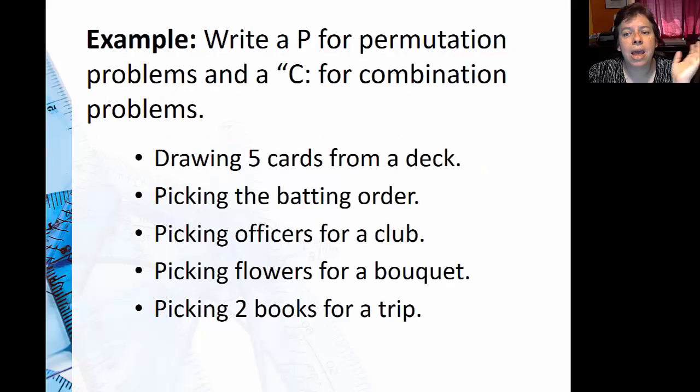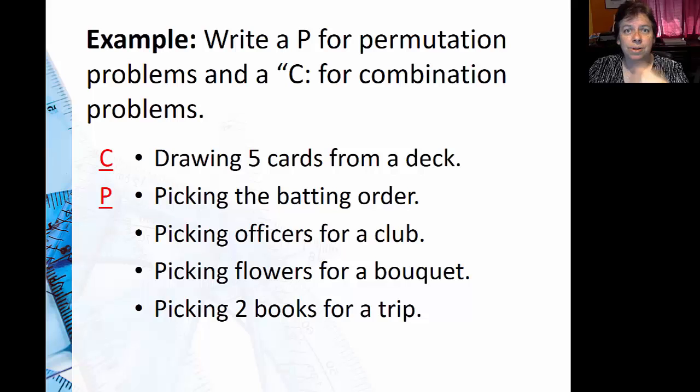So in this example, first of all, I want to make sure that you can tell the difference when order matters and when it doesn't. If I'm drawing 5 cards from a deck, does it really matter, if I'm going to get all 5 before I play, what order I get them in? No, not really. So I would call that a combination. If I'm picking the batting order for baseball, that very much does matter, and there's strategies for doing your order. So we would use permutations on that.